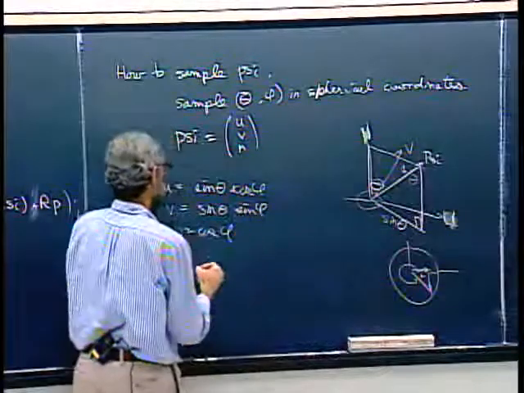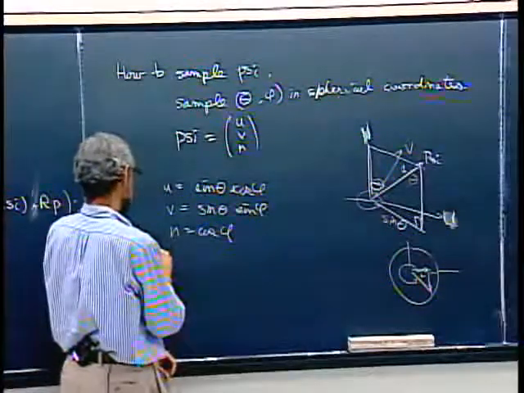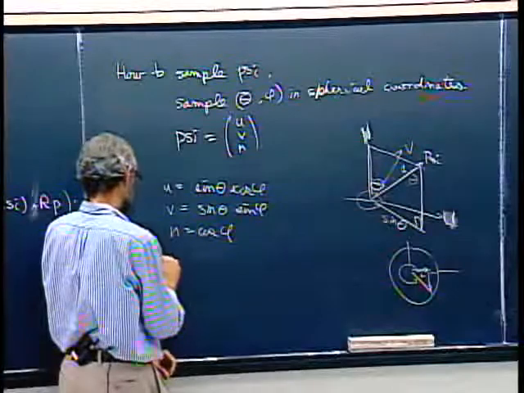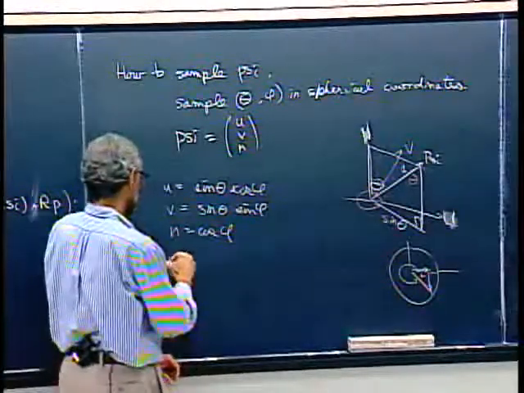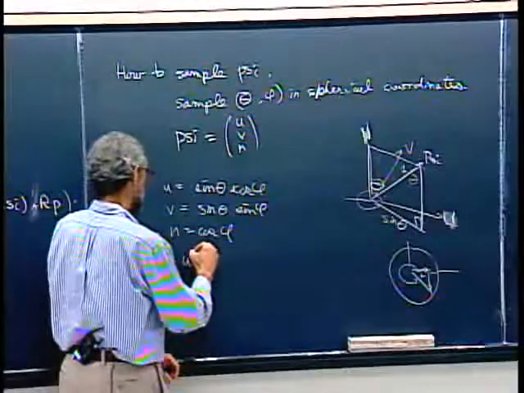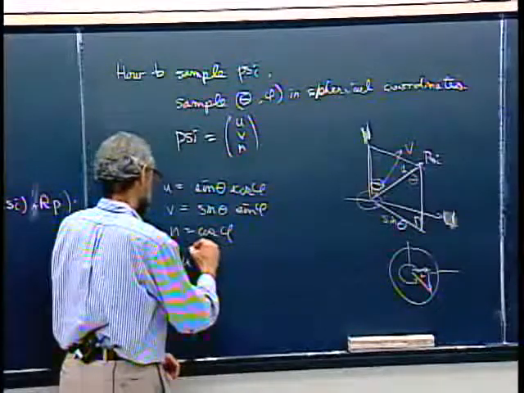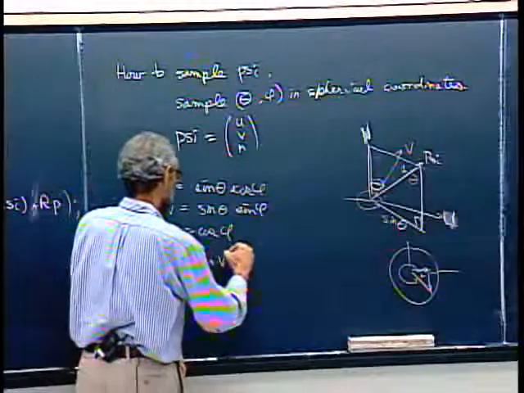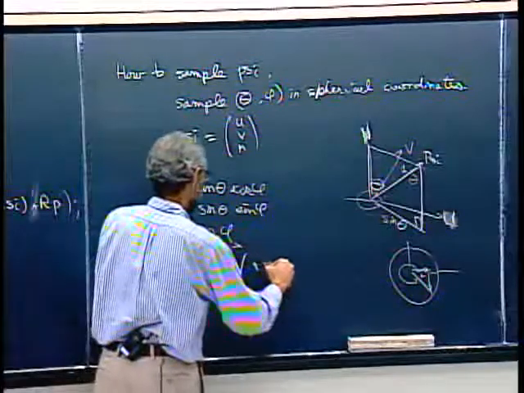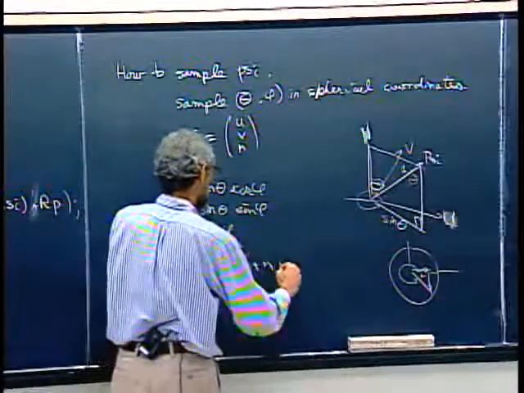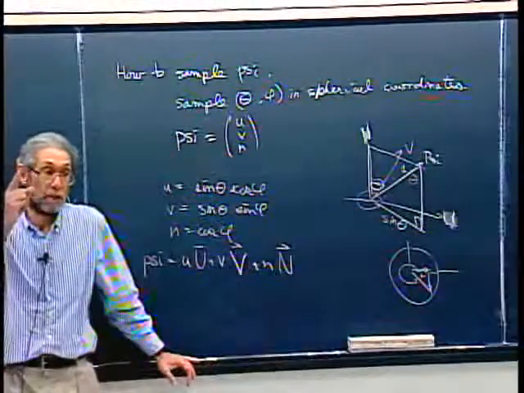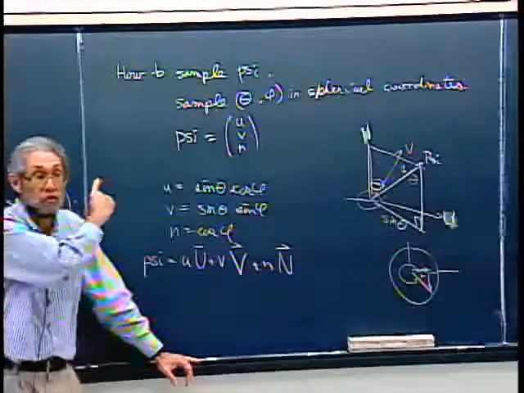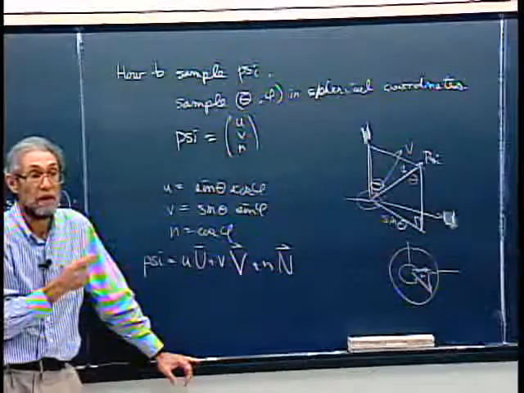cosine theta. And then what we can say is that the unit vector in your world coordinate system, the XYZ coordinate system, is going to be u times this u-axis plus v times this v-axis plus this lowercase n that I computed times this n-axis. And that's how you can find your sample if you can choose phi and theta.